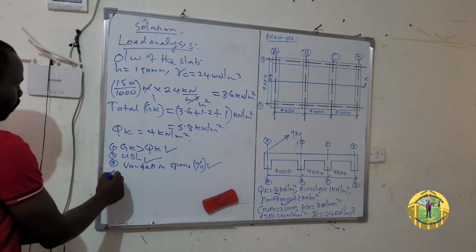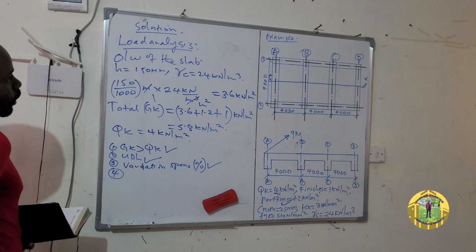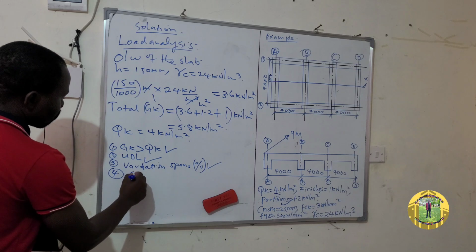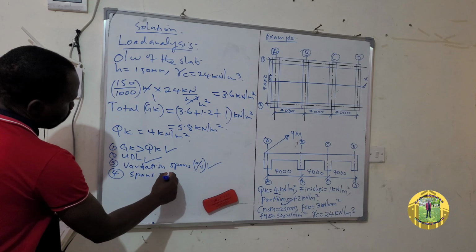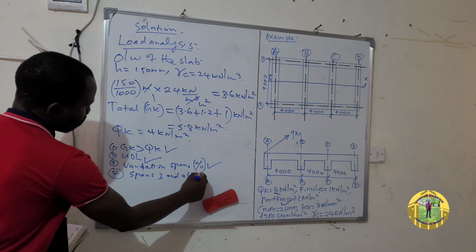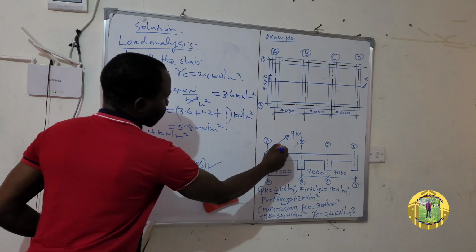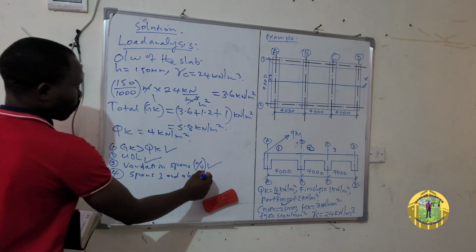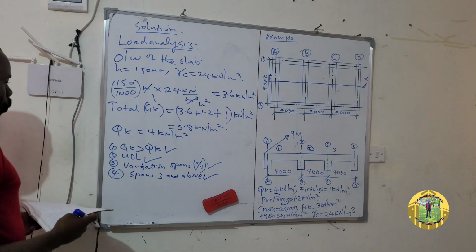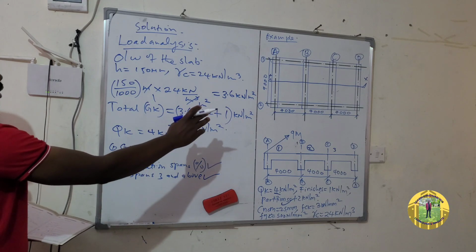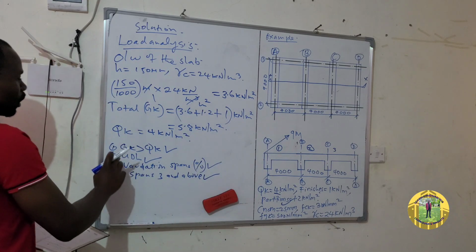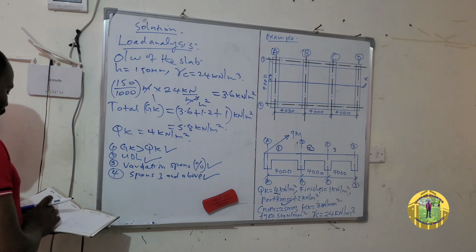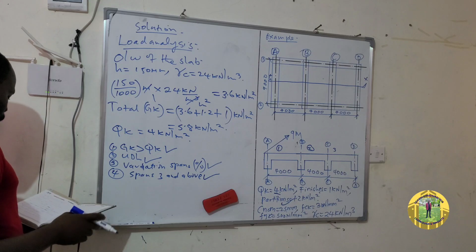And then the fourth one, the spans must be 3 and above. We can count. We have the first span 2, then 3. Therefore, okay. After doing so, you can see this slab is meeting all the requirements to use the coefficient method, and therefore that is what we are going to use.